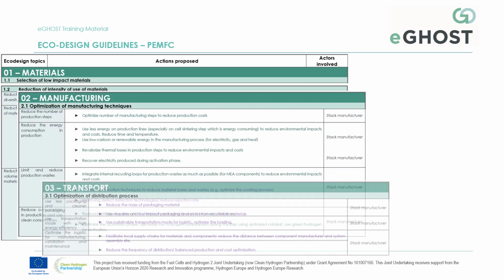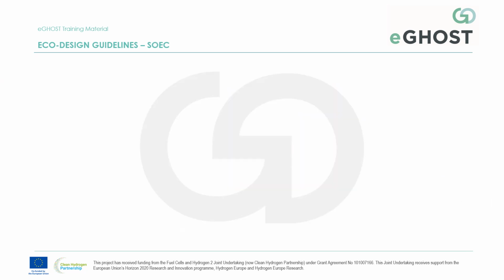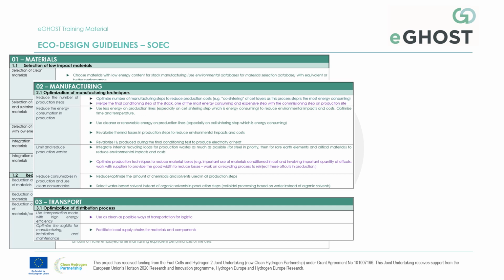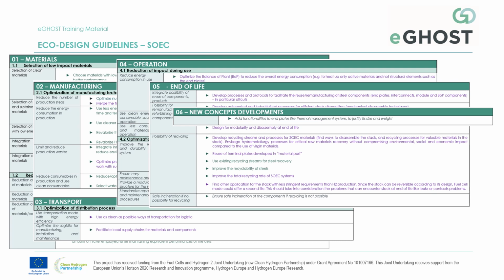Then we have the manufacturing, then we have the transport, operation, end of life, and for the PEM fuel cell we don't have the last one, the concept development. Similar we have for the solid oxide. So we have all these eco-design guidelines defined for the materials, for the manufacturing, and the transport, operation, end of life, and new concept development. I would ask you again to check them out more in detail in the deliverables, where you also have a short description of everything, and I think it should be clear enough.